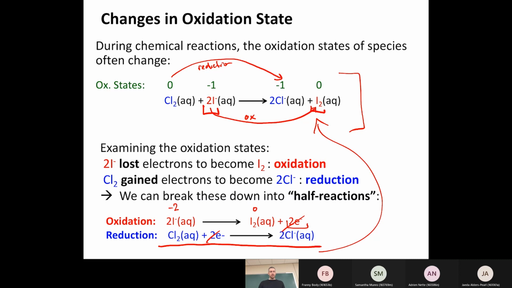So half reactions have to be balanced within themselves. And then when you add them together, the sum of the oxidation and reduction, that sum also has to be balanced. And that's the only way you can balance a half reaction, is to have electrons as kind of like a reagent or a product.